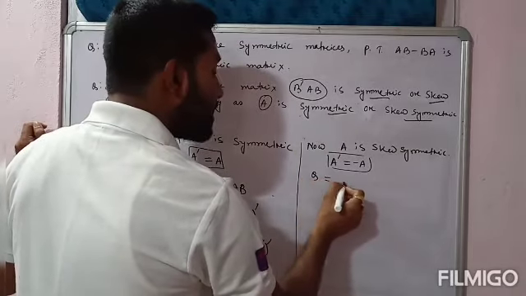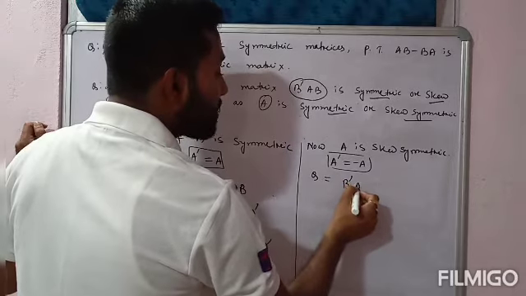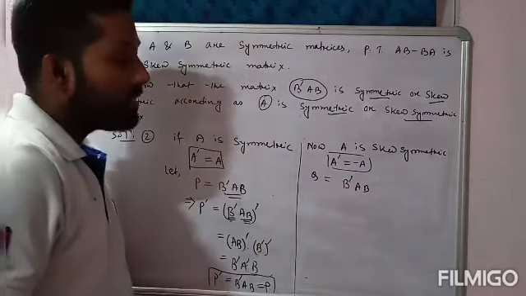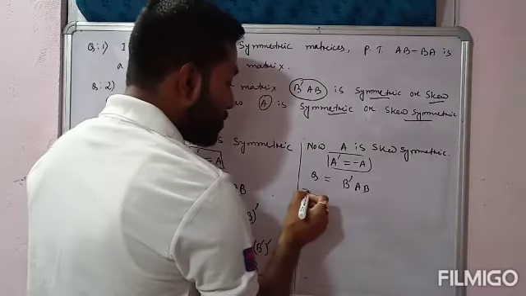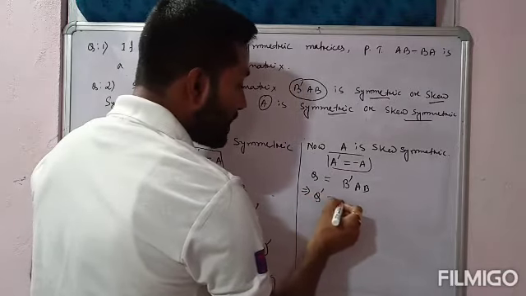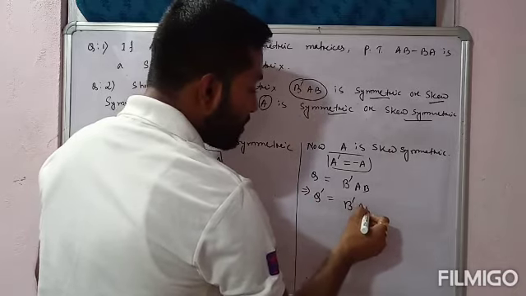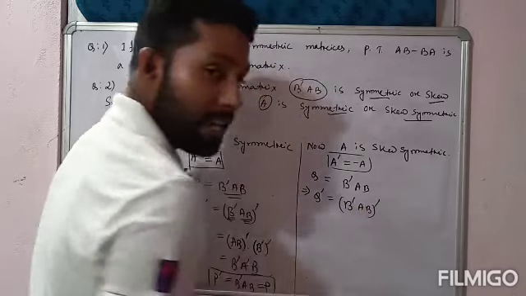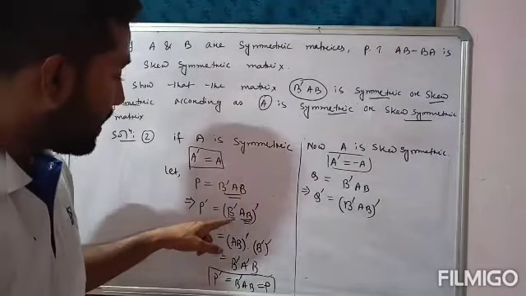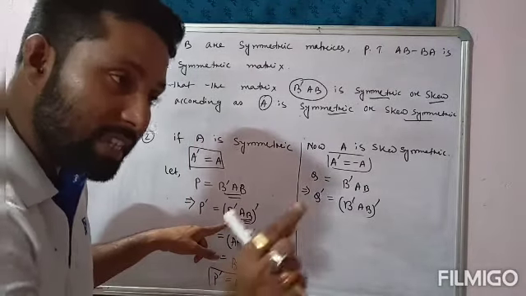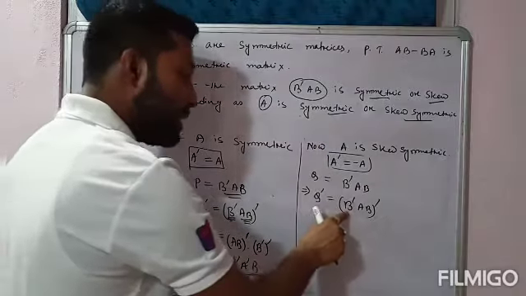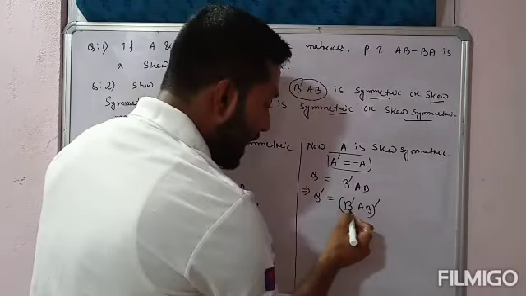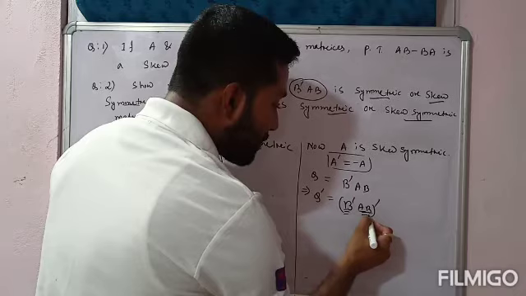So let us consider Q is equal to B transpose AB. So again take transpose on both sides. So Q transpose is equal to B transpose AB whole transpose. Yes, just like the first part. Let us consider B transpose is one matrix, whereas AB is another matrix.